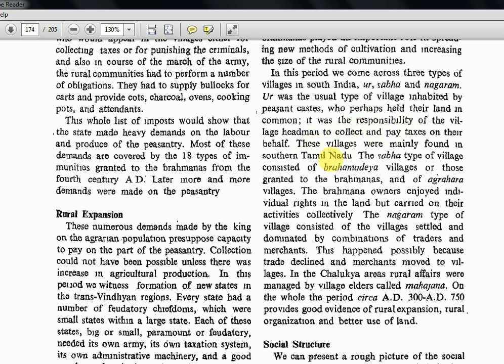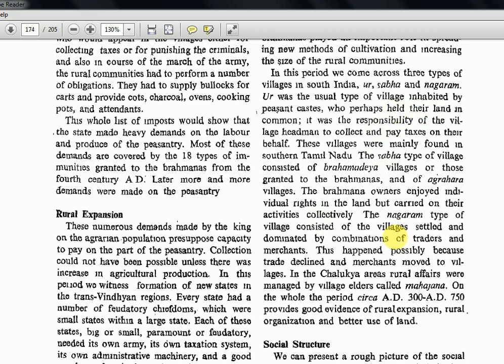The Sabha type of village consisted of Brahmadaya villages, or those granted to the Brahmanas. So Brahmadaya means granted to the Brahmanas, and of Agrahara villages. The Brahmana owners enjoyed individual rights in the land but carried on their activities collectively. Same like I told long back also, the individuals will be owning the land but the decisions will be made as a community. The Nagaram type of village consists of the villages settled and dominated by combination of traders and merchants. So Ur, Sabha and Nagaram, 3 things we are seeing.